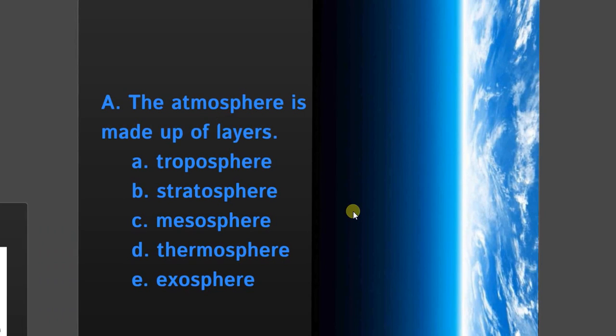All right, go ahead and write this down. The atmosphere is made up of layers. We have the troposphere, the stratosphere, the mesosphere, thermosphere, and the exosphere. Pause if you need more time to write that down.